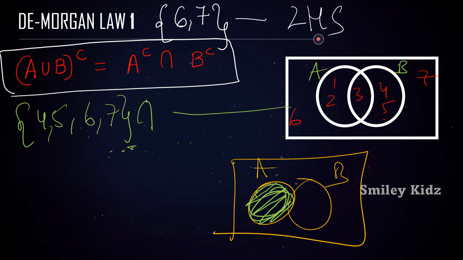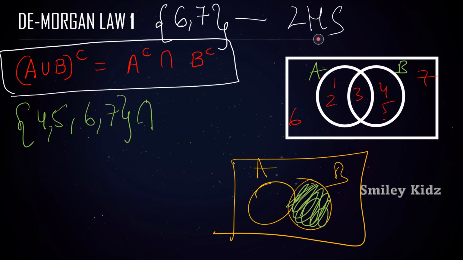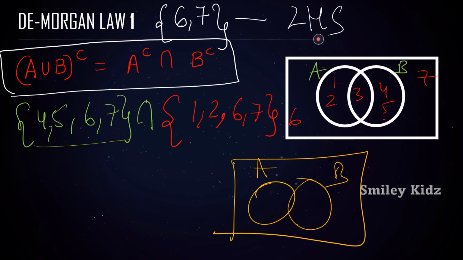intersection. What is B complement, everyone? B complement, you're going to remove this part. You'll have 1, 2, 6, 7. Now we are going to find out the intersection of these two sets. How is that possible, everyone? Here, have a look at this. Let me represent these two sets in this manner.